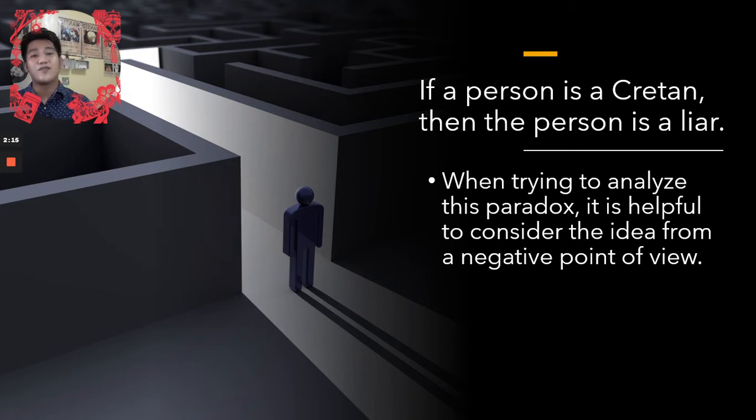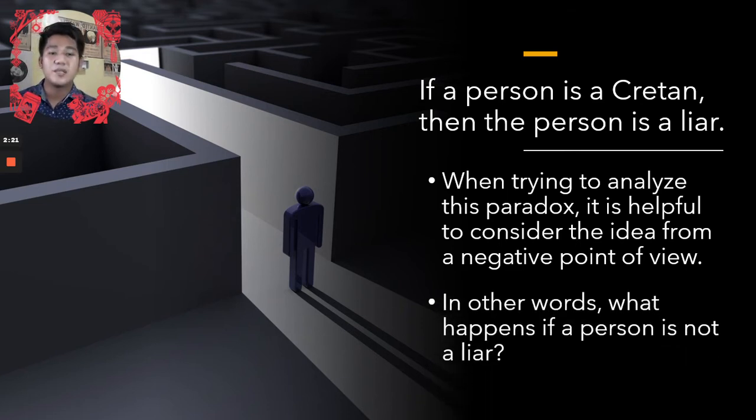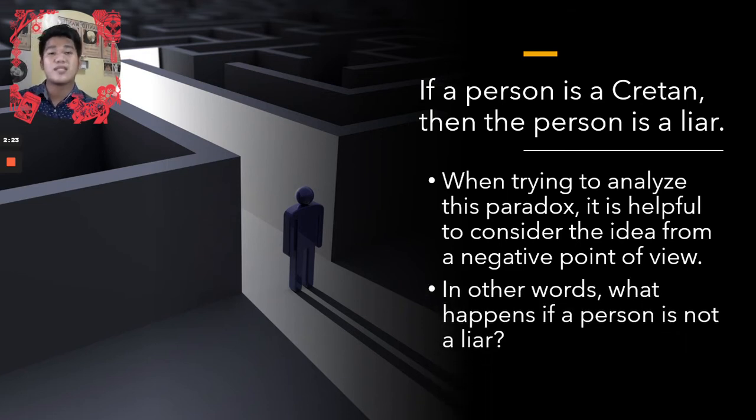It will be helpful if you consider the idea from a negative point of view. Let's say we're going to negate it. In this process, in other words, what happens if a person is not a liar? So that is the negation process. So we will think, if a person is a Cretan, then the person is a liar. Then what if the person is not a liar? Then is he a Cretan? So that will be our question, right?